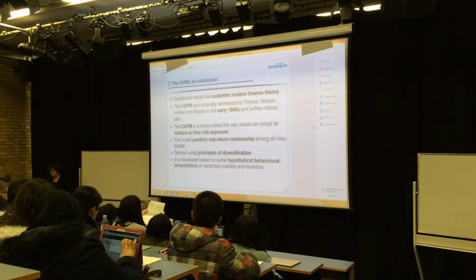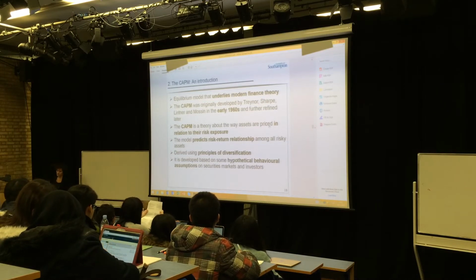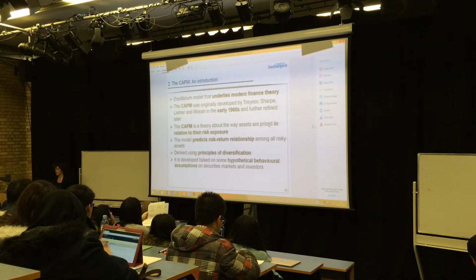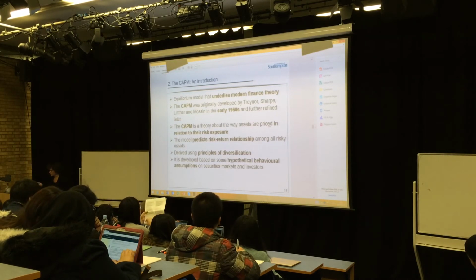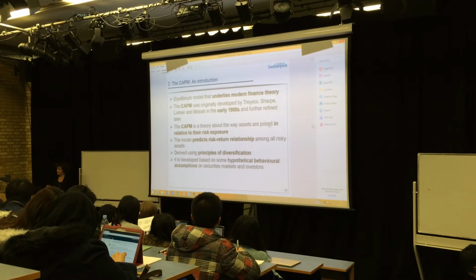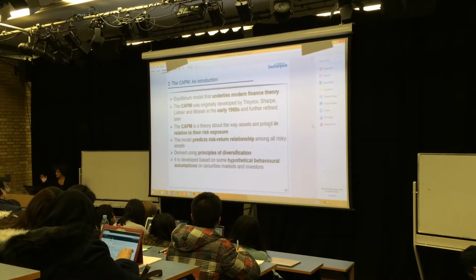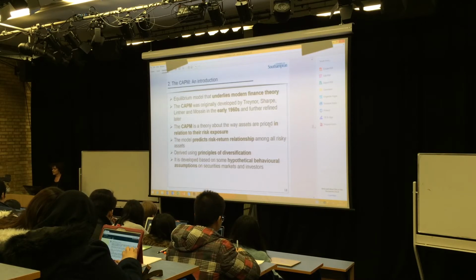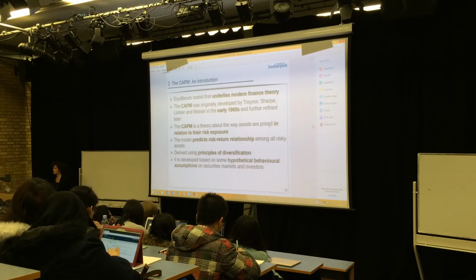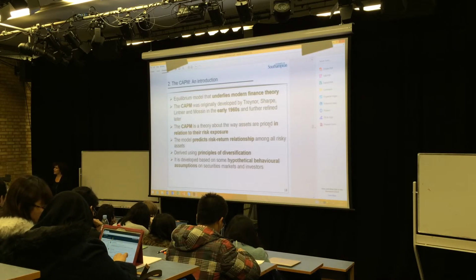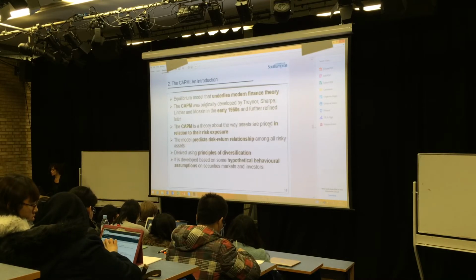Okay, so first of all, as many of you should know, the Capital Asset Pricing Model introduces an equilibrium that underlies modern finance theory. The model was developed in the early 60s by Treynor, Sharpe, Lintner, and Mossin. It is a theory that tells you how assets should be priced in relationship to their risk profile.